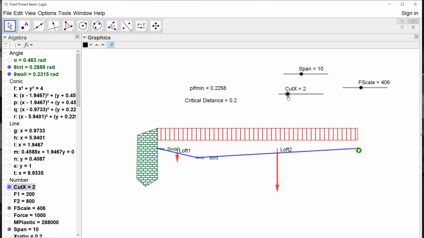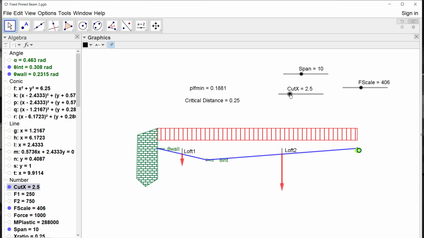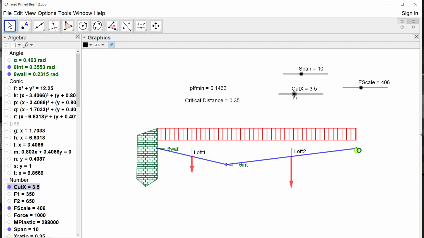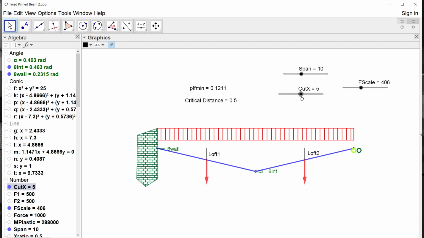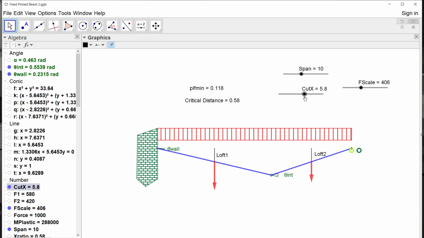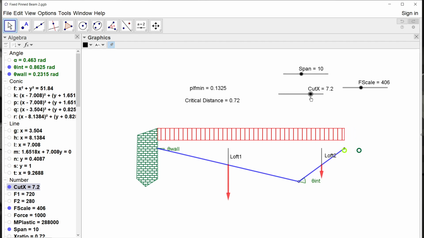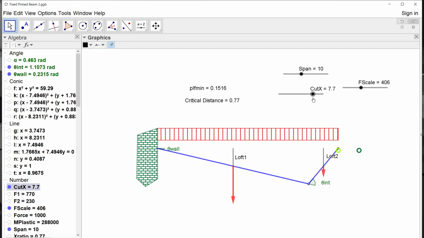All right, so now, remember the span is 10. So I'm cutting it at 2. Now it's at 1.8, 1.6, 1.4, 1.3, 1.2, 1.1, and that looks like about the minimum right here. And that's at 5.8, 7/12, right? 7/12. And that is the theoretical answer, which is pretty crazy cool.